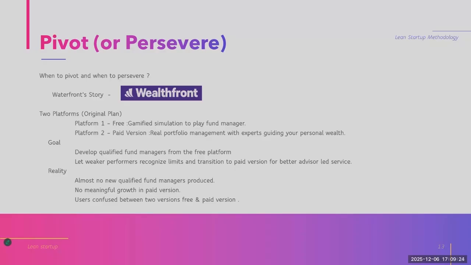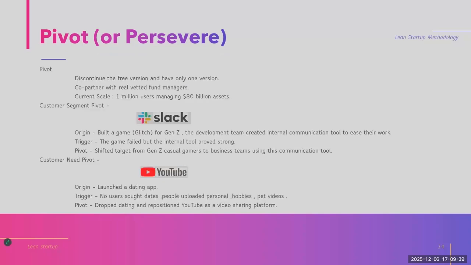So simply because they had an assumption, they quickly put that to test. They learned from the customer that this is not working. They did a course correction, which is the focus we are trying to talk about: how quickly they pivoted. And today they manage around 80 billion in assets. So that's how we pivot or persevere in a product.